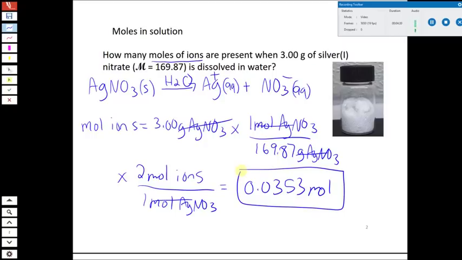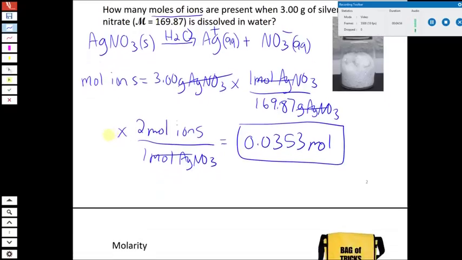So if we asked for how many moles of silver plus cations are there, that would just be a 1-to-1 ratio because there's 1 silver plus in the formula. Or if we ask for moles of nitrate, there's only 1 nitrate in the formula. But if we ask for total moles of ions, we have to account for both of them in this case. All right, so any questions on that concept or how we take that additional step for determining ions in solution?